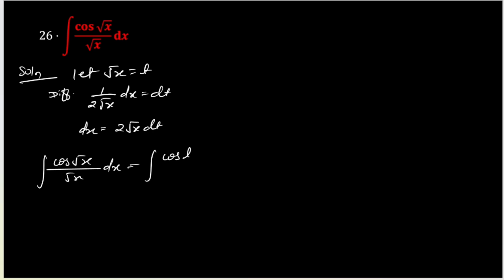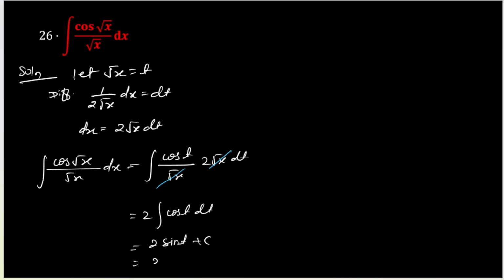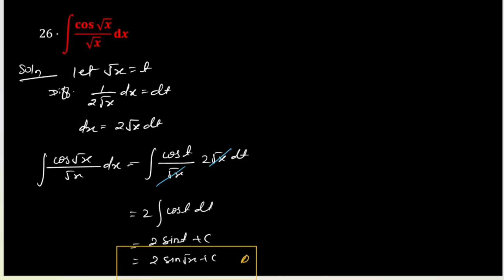So cos root x by root x into dx, where cos root x equals cos t and dx is equal to 2 root x into dt. Here root x and root x cancel, so 2 comes out of the integral and we have cos t into dt. Therefore 2 integral cos t equals 2 sin t plus c, and replacing t with the term of x, we get 2 sin root x plus c. This is your required answer.